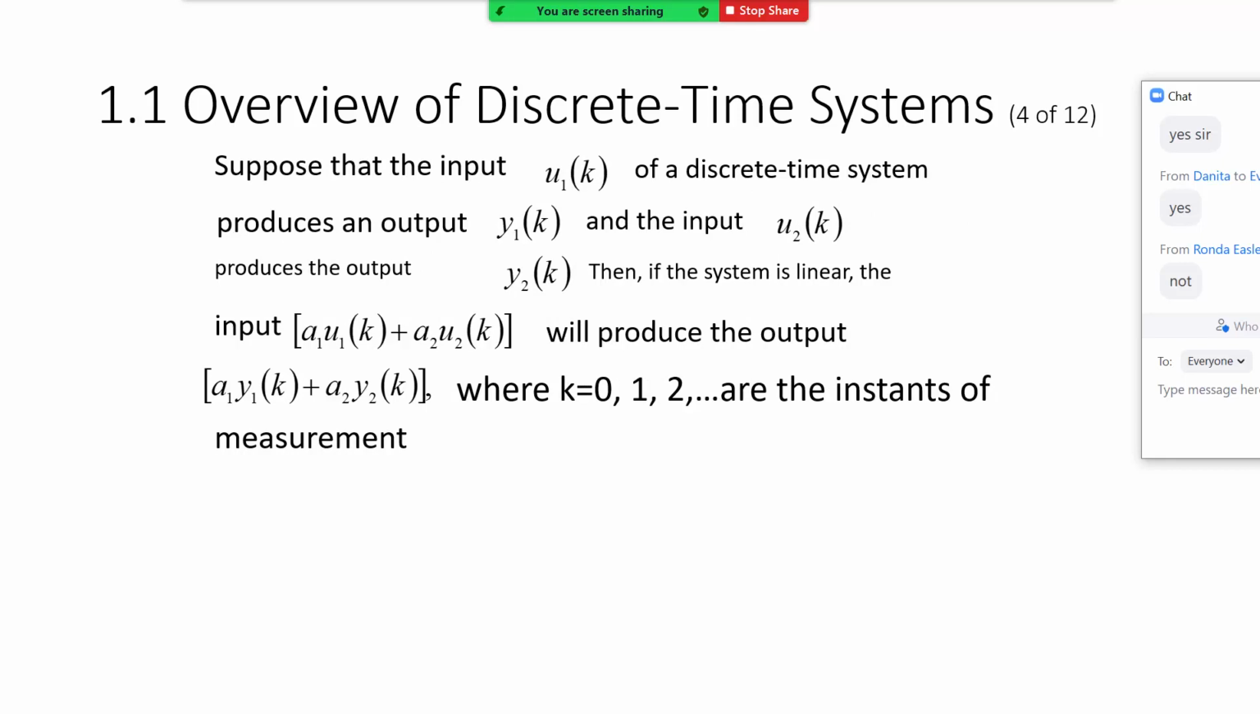Okay, so if I look at a discrete time system, we're going to be using a notation that looks something like this. u1 of k as an input produces y1 of k. Again, these are only defined at k, where k is 0, 1, 2. These are the instances where the signal is defined. And if the system is linear, then if I apply a1 multiplied by u1 plus a2 multiplied by u2, I would get a1 multiplied by y1 of k plus a2 multiplied by y2 of k.